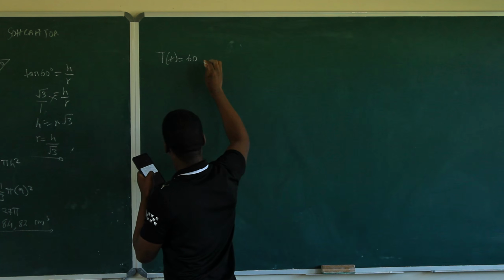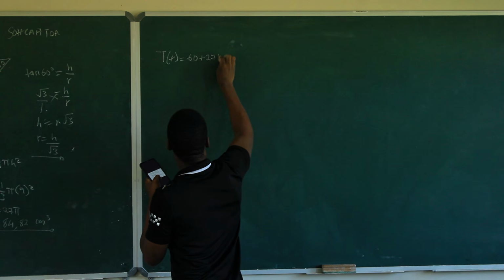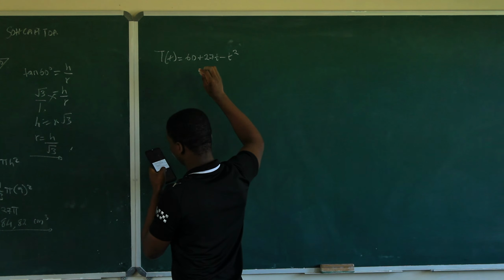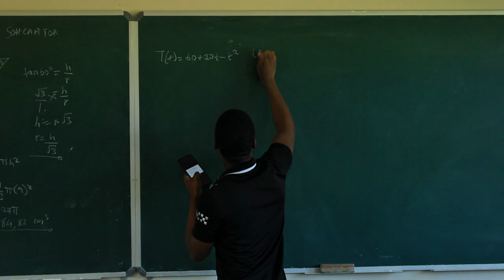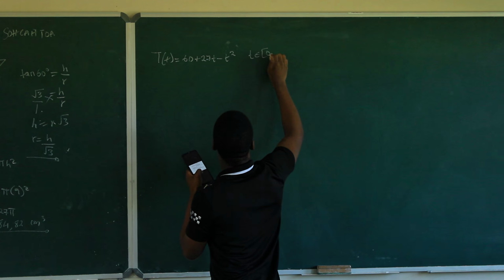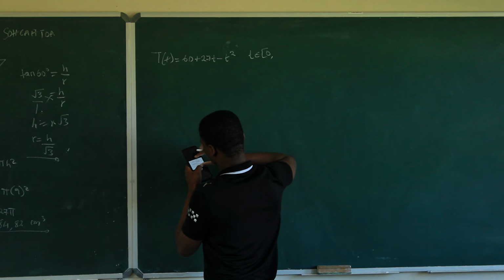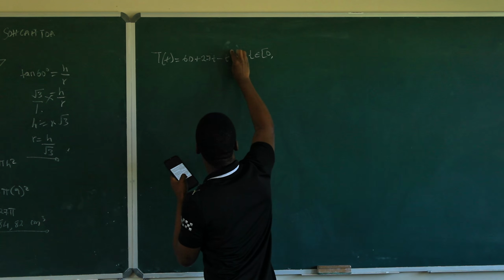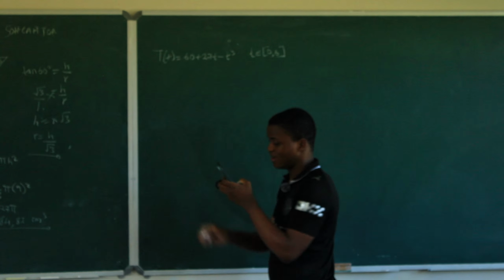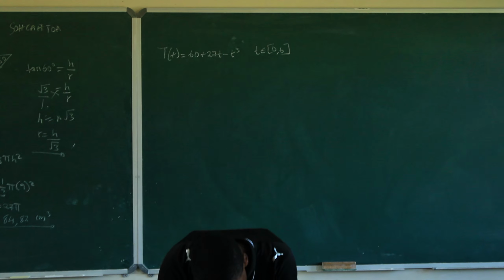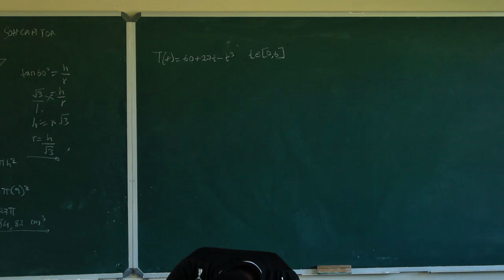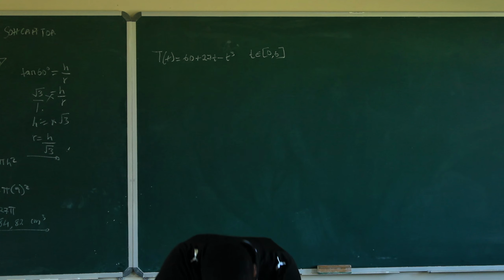60 plus 27t minus t squared, right? Where t is an element of 0, it is t, because I'm saying so 6, right? Then now the first question asks to calculate the average change between 3 and 6 seconds, right?